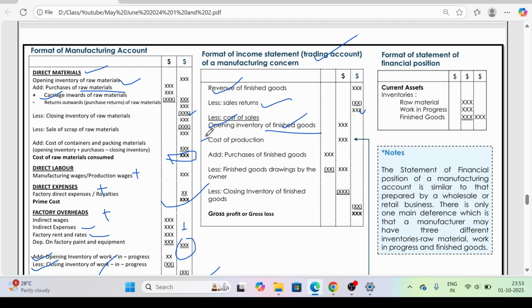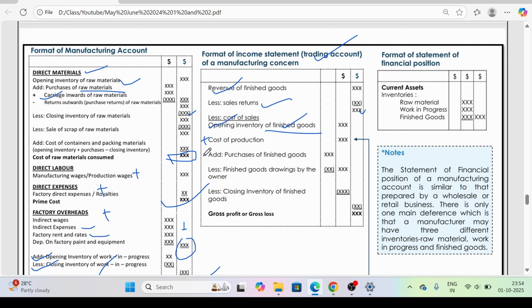Then plus cost of production. This is the biggest change in the manufacturing account and the sole trader income statement. In the sole trader income statement we will not write cost of production, but in the manufacturing account, cost of production you must add to the opening inventory.